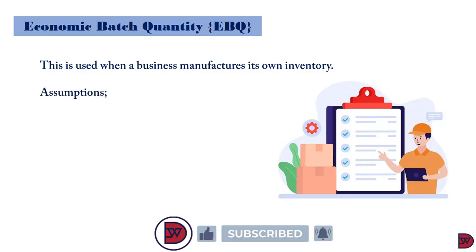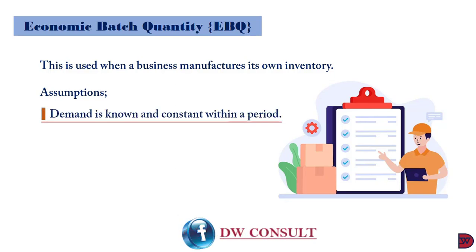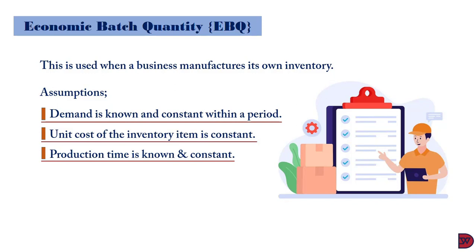Now, there are certain assumptions to be made when calculating the economic batch quantity. These are: one, demand is supposed to be known and constant within the period of time, say a week, a month, but most of the times a year. Secondly, the unit cost of the inventory item should be constant throughout the estimated period. Thirdly, production time should also be known and constant, not to change. Then lastly, setup cost is also constant.